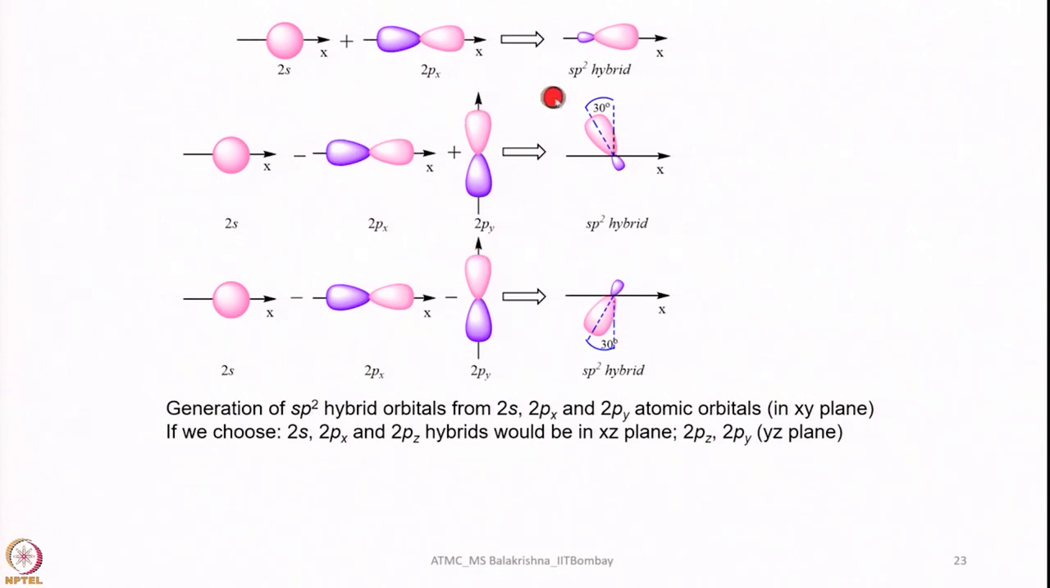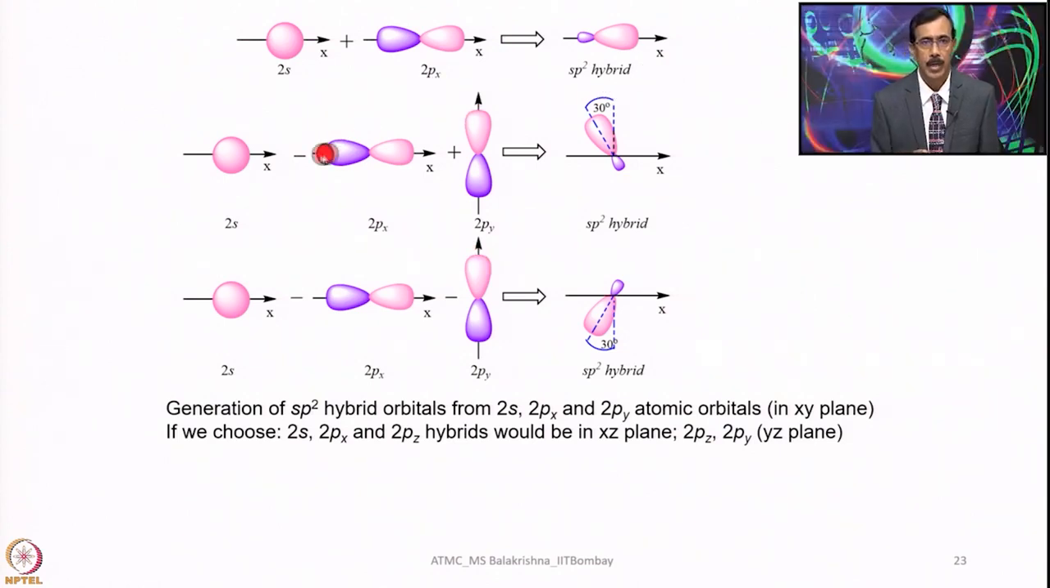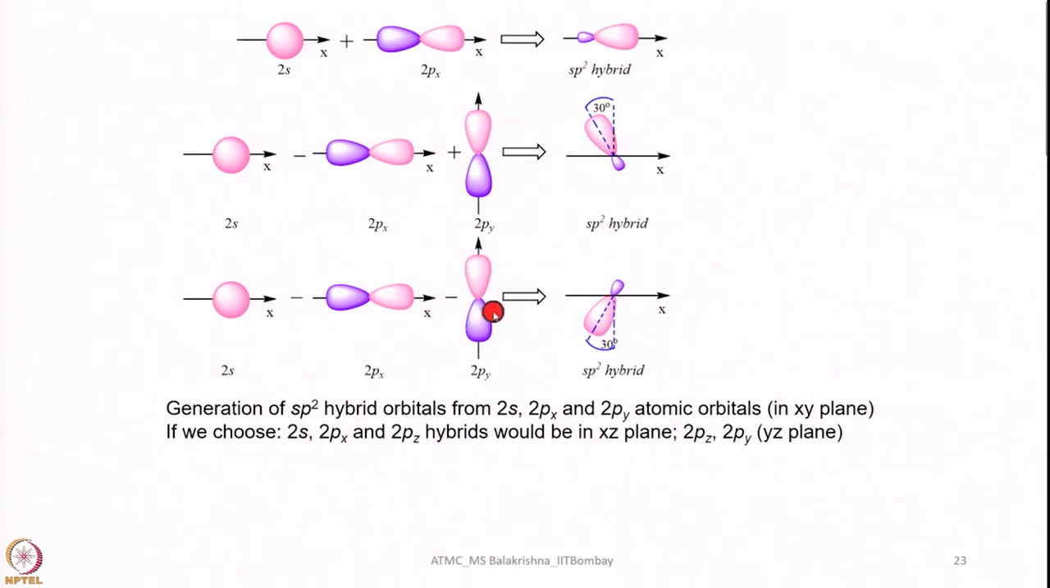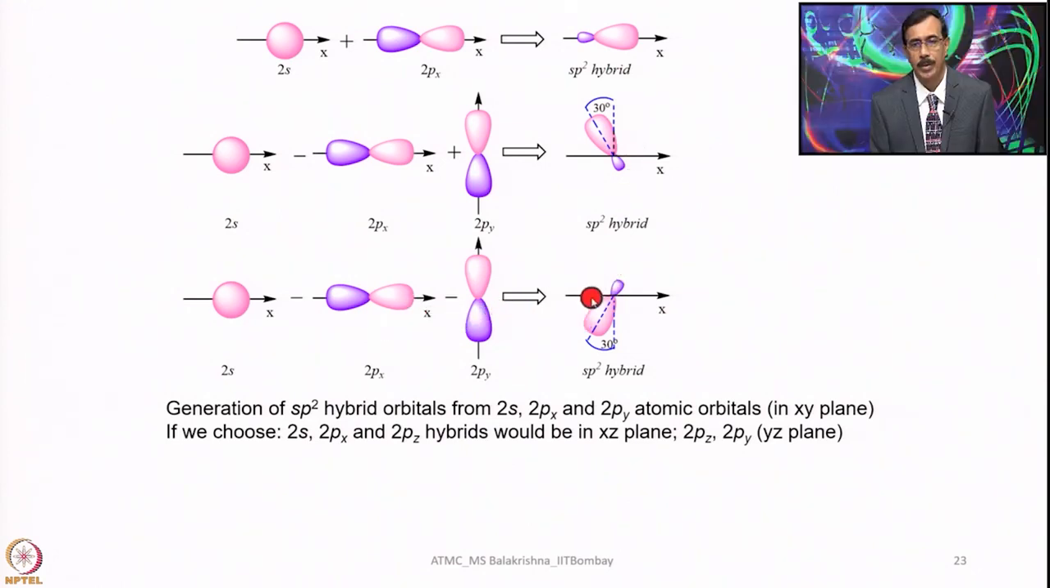So this is how you should be able to write for sp2. Here you can see 2s is interacting with 2px to give an sp2 hybrid in the x direction, and it remains intact in the x direction. Then when 2s overlaps with 2py, initially it is orthogonal, and it makes an anticlockwise rotation by 30 degrees to orient in this direction, so that the angle between them is 120. When 2s interacts with the other 2py, it can interact in the opposite direction, clockwise 30 degrees away from orthogonality, to have 120. So basically you will have each sp2 orbital 120 degrees apart.